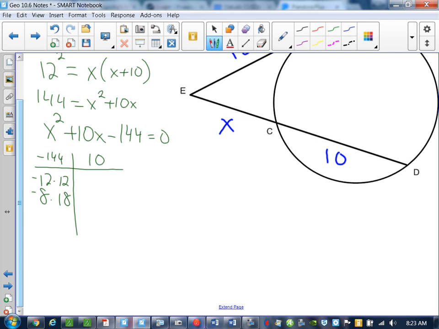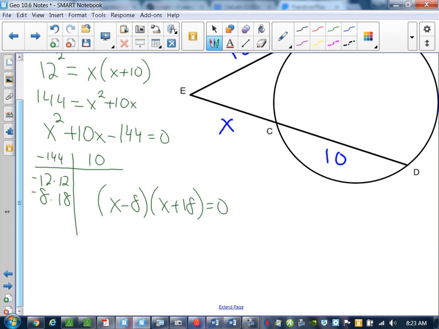Now, here's the trick. In this case, since my first term has a coefficient of 1, I don't have to do factor by grouping, because that's an extra step. Here's when you can just go x minus 8, x plus 18.